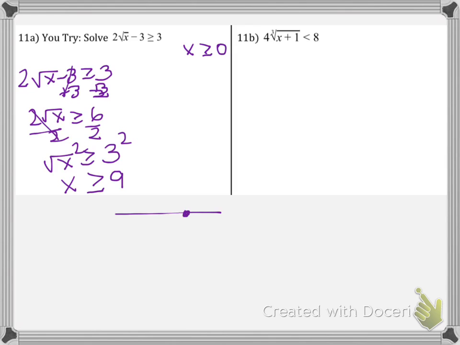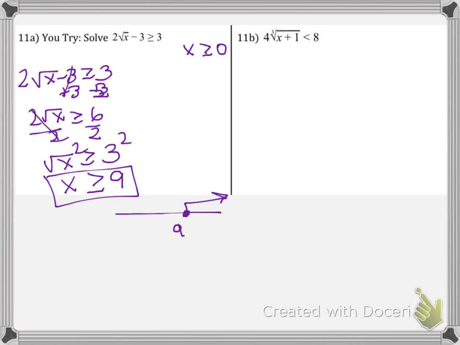And so that means it's going to the right. So we don't have to consider our restriction. x has to be greater than or equal to 9, which is that direction, and so that's the only solution there. You can test it by plugging in a number greater than 9.